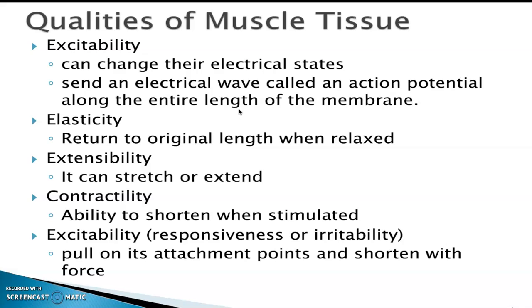So there are qualities of muscle tissue, which is excitability, which is the ability to respond to a stimulus that may be delivered by a neuron or a hormone, and then it sends an electric wave called an action potential along the entire length of a membrane. And there's elasticity, which is the ability to recoil or bounce back to the muscle's original length after being stretched when it's relaxed. And then there's extensibility, which is the ability of a muscle to be stretched or expand, and contractility is the ability to shorten when it's stimulated.